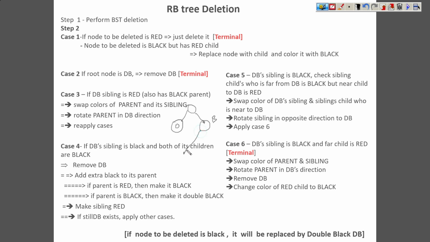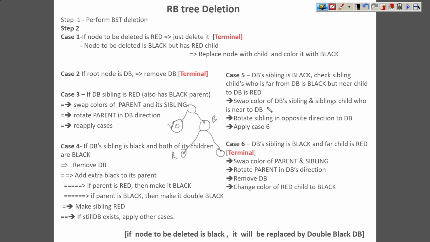So it has two children. One child, the far child, is black in color, but the near child is red. When I say near and far, it is in the context of double black. So this is the nearest one, and this is the far one. The nearest one is actually red in color. Okay, so what is required? This is case 5: when your sibling is black, the near child is red in color, and the far child is black in color.